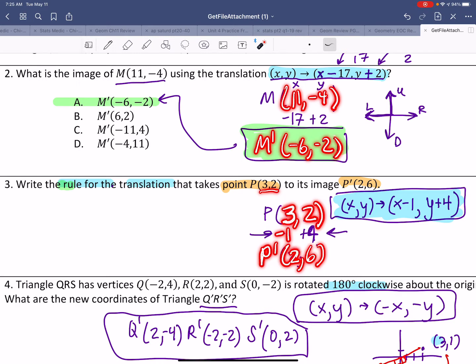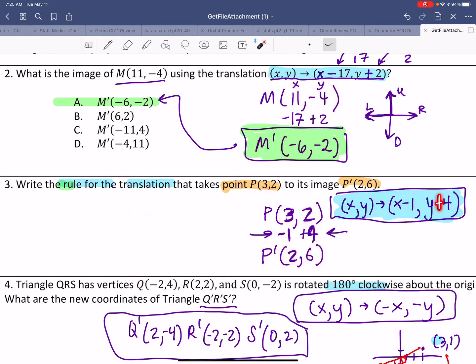How did I get from 3 to 2? In the x-axis, notice I went left 1. I subtracted 1. How did I get from 2 to 6 in the y? 2, 3, 4, 5, 6. Yep, I definitely move up 4. So this is left 1 and up 4. This gives us the correct mathematics here. So they've asked, what is the rule? This is how we write the translation rule.